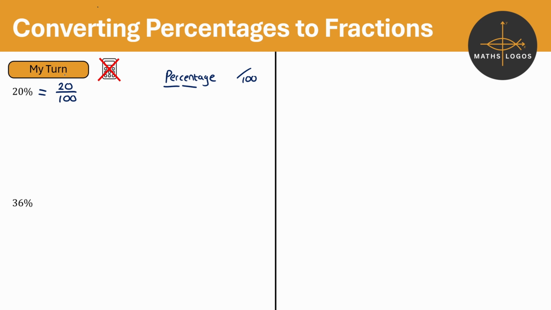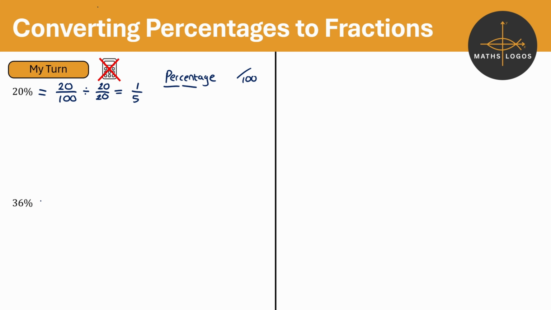I can then simplify this fraction. You might spot that they have a common factor of 10, and that's great, but they also have a common factor of 20, so I can divide through by that on the numerator and on the denominator to create an equivalent fraction. 20 divided by 20 is 1, and 100 divided by 20 is 5. So 20% is 1/5 as a simplified fraction.